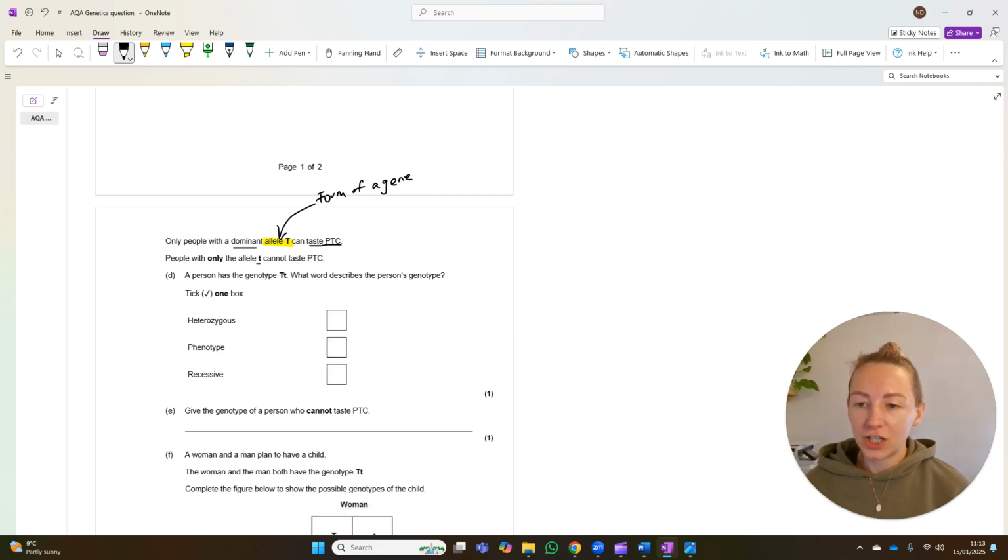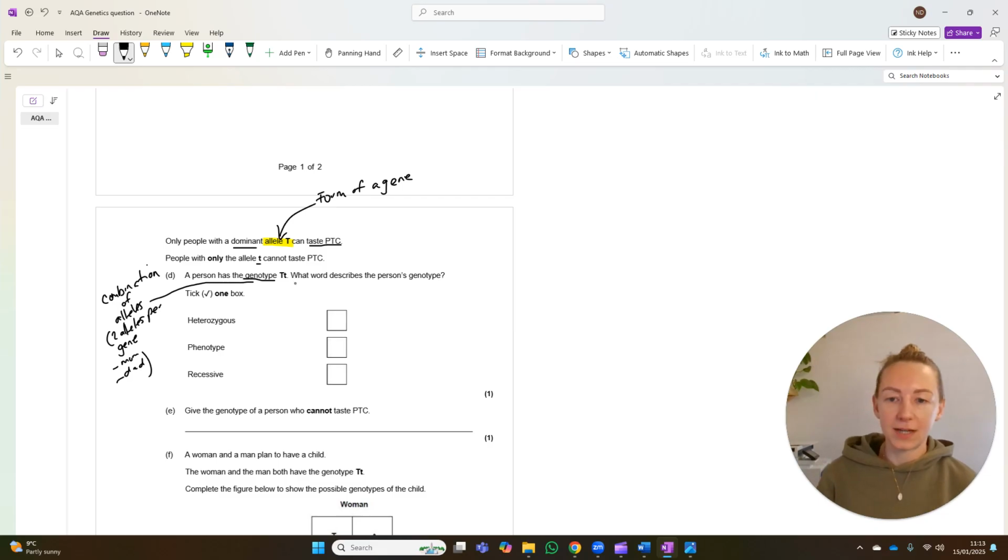Okay, so people with only the allele little t cannot taste PTC. So a person has the genotype, big T, little t. So genotype just means the type of alleles they have, or the combination of alleles, remembering that everybody has 2 alleles per gene, because they got one from mum and they got one from dad. So you're going to have 2. So this person has got one of these alleles from mum and one of these alleles from dad, and they are different. Big T and little t are different alleles.